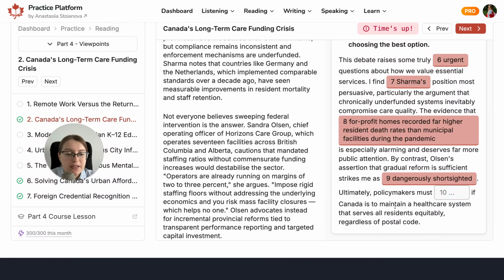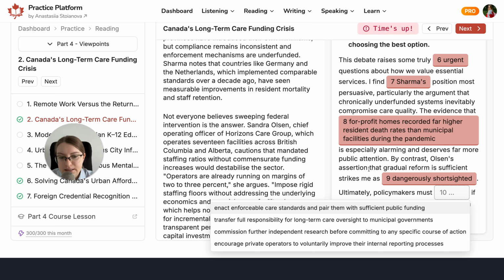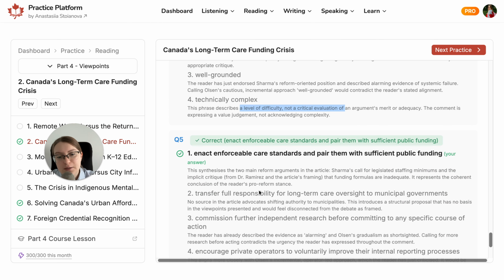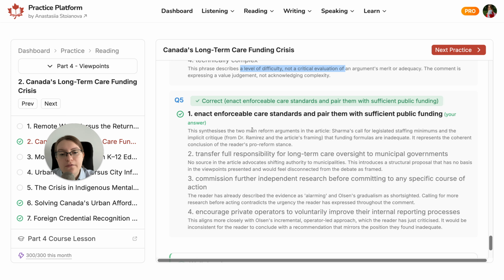If Canada is to maintain a healthcare system that serves. Remember what was the main idea of the text? Have the standards and get the money to implement those standards, right? And the most logical one that the text has is the first option. And let me also show you the explanation to this one. We have two main arguments. Sharma said, okay, we need staffing minimums, and the critique also that funding is not enough, right? And this is like a conclusion of the reader's pro-reform stance. Because remember, the reader supports the reform.